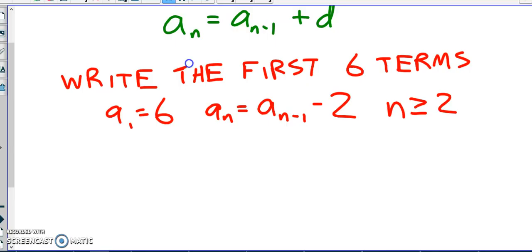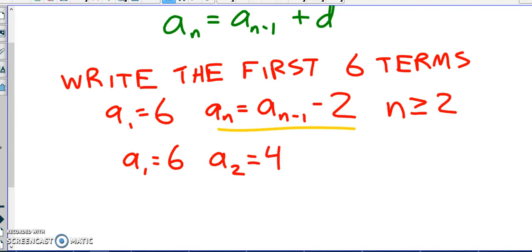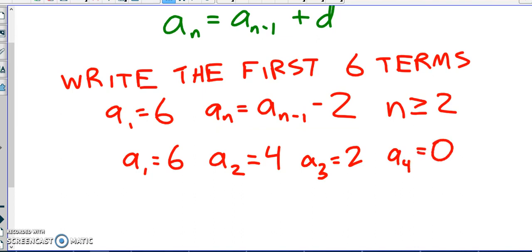So, there's your first term. So A2 would be A1 minus 2 based on this definition right here. So that would be 4. And then the next term I would take 4 minus 2, which would be 2. And the next term I would take 2 minus 2, which would be 0. And the next term I would take 0 minus 2, which would be -2. And the next term I would take -2 minus 2, which would be -4.